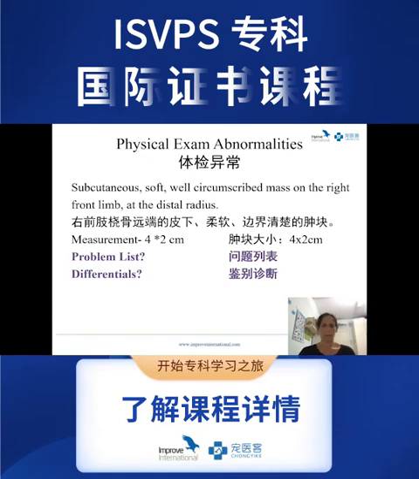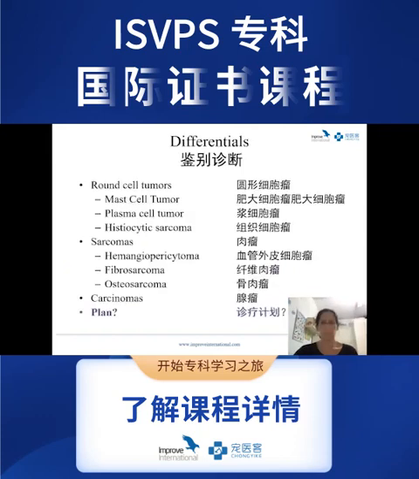So obviously, based on these physical exam abnormalities, we want to do a problem list and differentials. The problem list is a subcutaneous, soft, well-circumscribed mass on the right front limb at the distal radius, and the measurements are 4 by 2 centimeters. The differentials are round cell tumors, sarcomas, and carcinomas. Of the round cell tumors, the tumors that would be most likely are a mast cell tumor, a plasma cell tumor, or a histiocytic sarcoma.